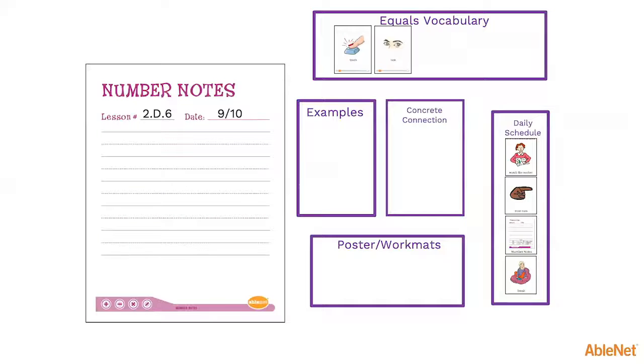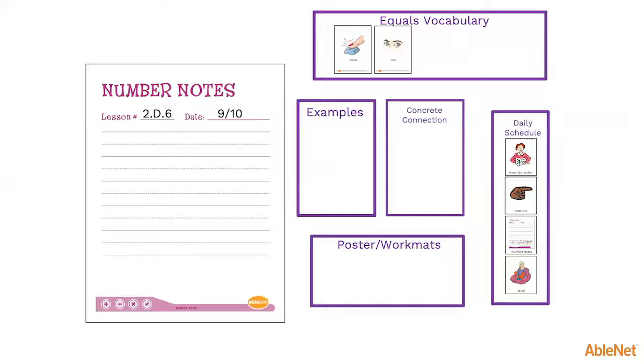This is an example of what a math focal point could look like at the beginning of your lesson. You have the number notes poster where you can add your concrete connections, as well as vocabulary cards, pick symbols, and student comments. In addition to this, you could also have examples from the lessons, as well as work mats and posters. On the right, you can see the daily pick symbol schedule.